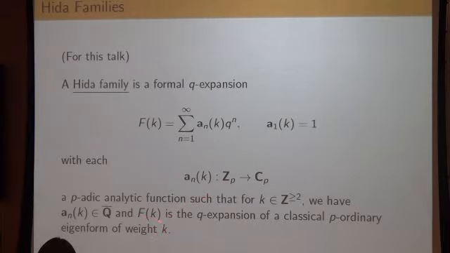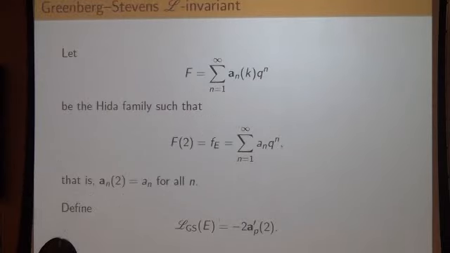So this theory of Hida families was generalized by Coleman, who removed the p-ordinary condition on the theory in Hida's theory. Okay, so that's the definition of a Hida family. And so using these Hida families, Greenberg and Stevens were able to find the link between the algebraic and the analytic. So that link I'll call the Greenberg-Stevens L invariant. Hida proved that there is a Hida family that specializes in weight 2 to the modular form associated to your elliptic curve E. Okay, so the modular form associated to E is just the sum of a_n q to the n.